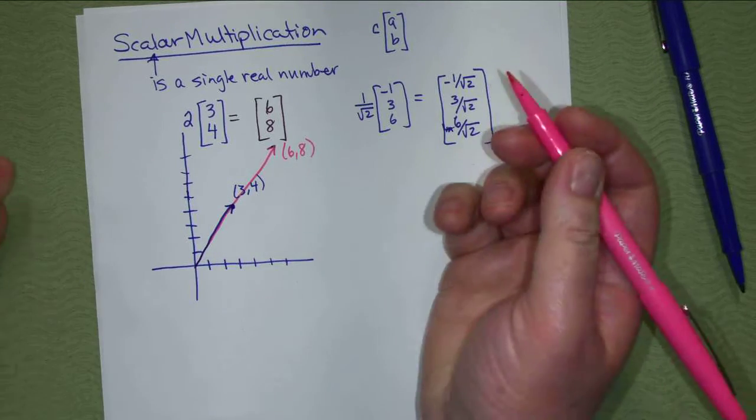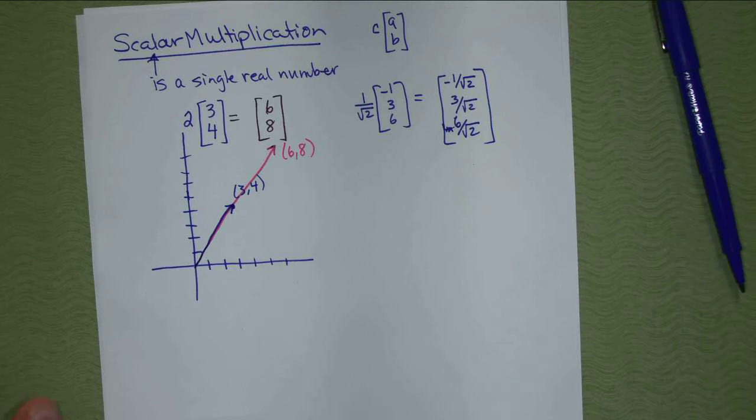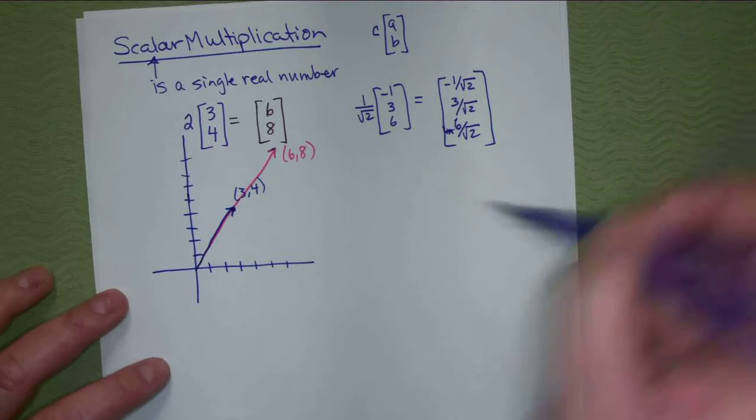Is the vector doubled? Okay, and it lies right on top of the other vector. And we would say, so here's a stretch again from what you know already, these vectors are parallel. Vectors that lie on top of each other are parallel vectors.